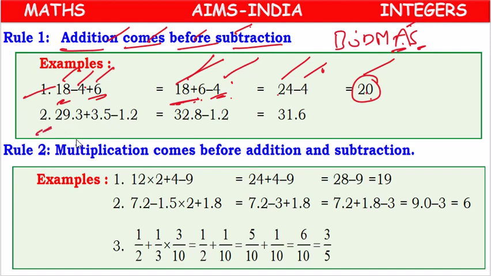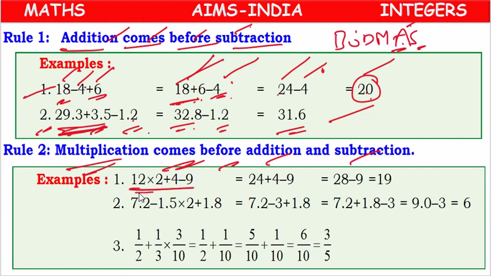So our second example, 29.3 plus 3.5 minus 1.2. Already they gave the addition in a group. They can be added: 32.8 minus 1.2 equals 31.6.